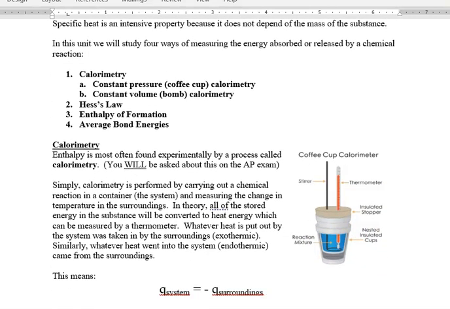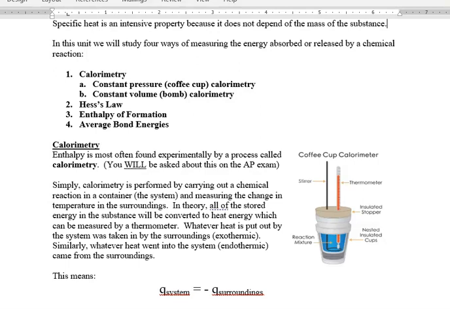Okay, here's kind of the serious part of this unit. In this unit, we will study 4 ways of measuring the energy absorbed or released by a chemical reaction. Calorimetry. There are 2 types of calorimetry, but they're both fundamentally the same. There are just differences in the details of how you do them. One is called constant pressure, or more colloquially, coffee cup calorimetry. Constant volume is called bomb calorimetry because you're literally detonating a combustible substance inside a closed chamber. Then we have Hess's law, enthalpy of formation, and average bond energies.